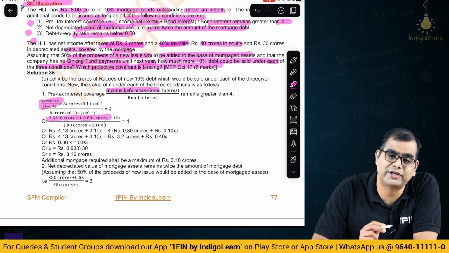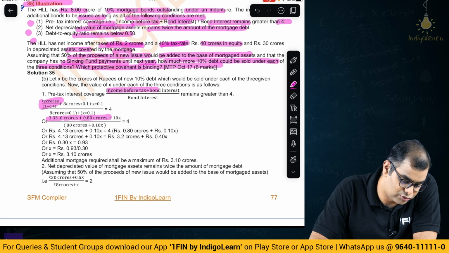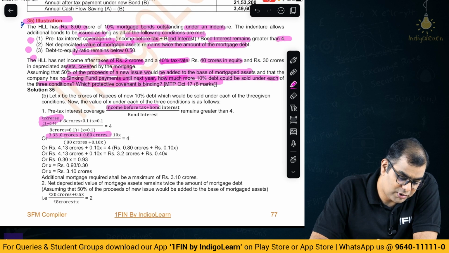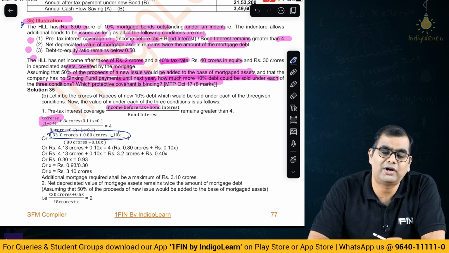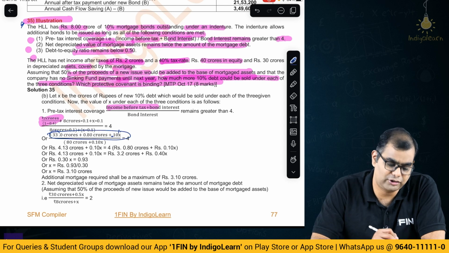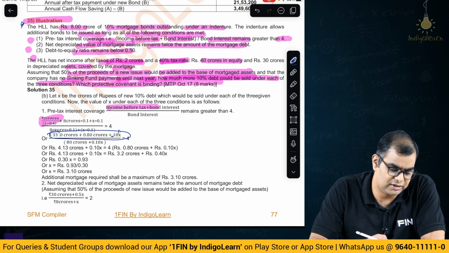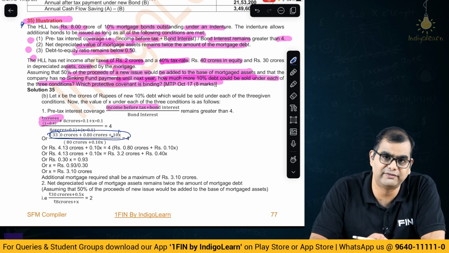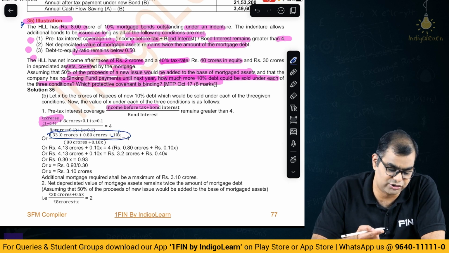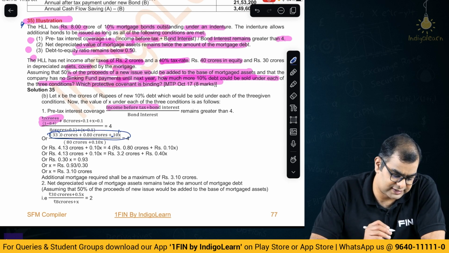Plus, you are planning to issue additional bonds. What are the additional bonds you are planning to issue? How much more 10% debt could be issued? So, whatever is the existing EBIT, you also have this additional interest burden. Let us assume that X is the total bonds issued or loan raised, of that 0.1X is the additional interest.